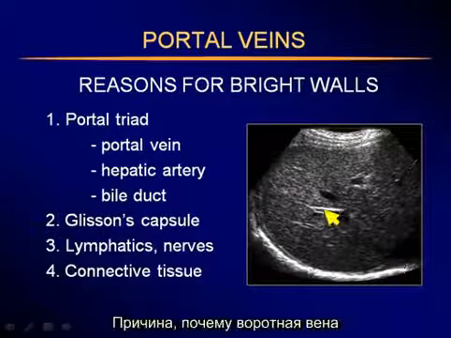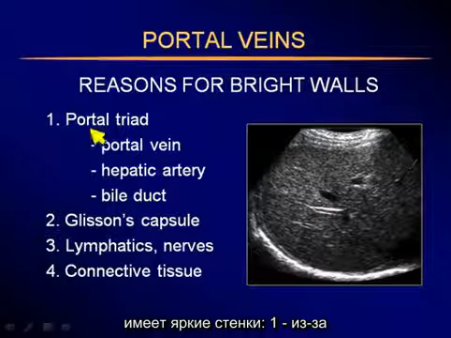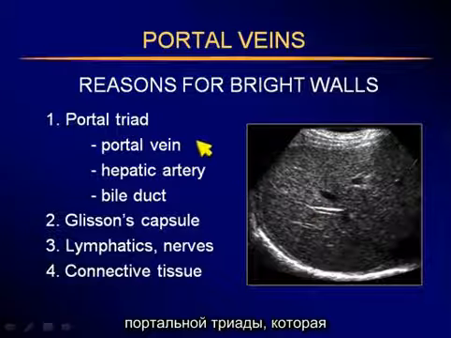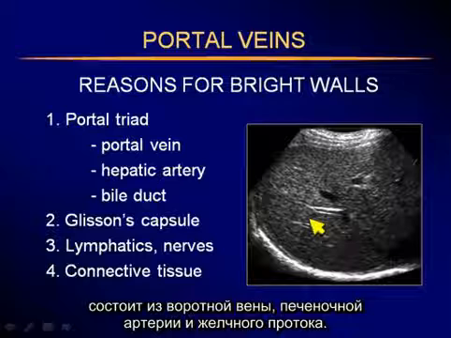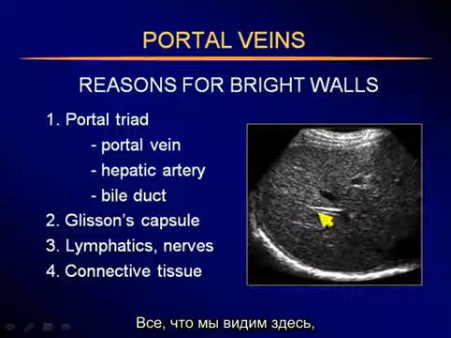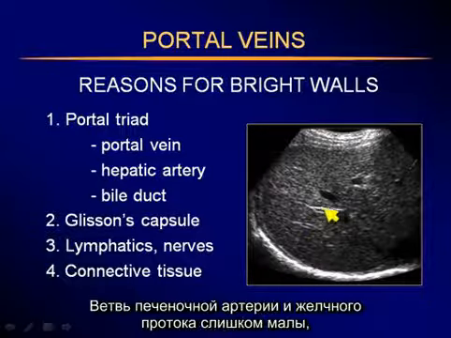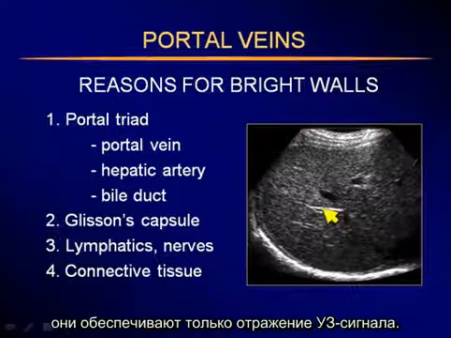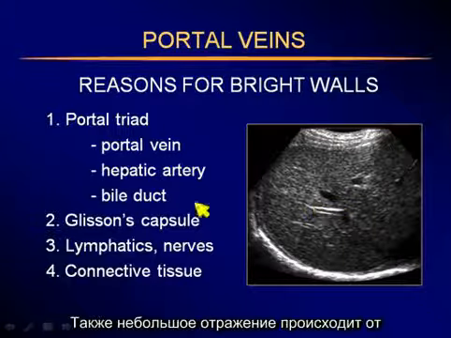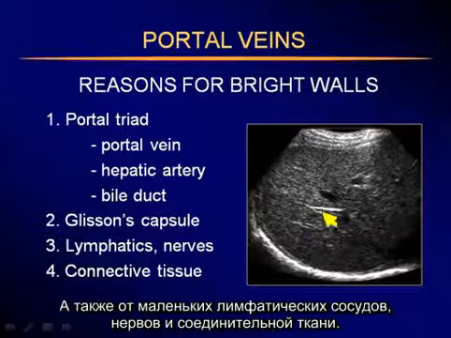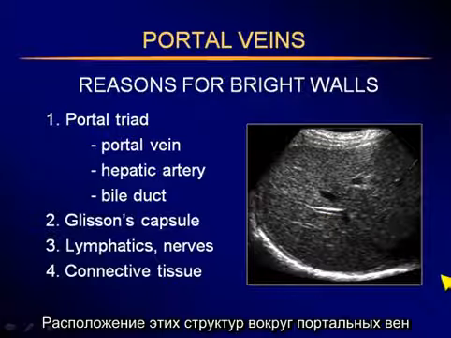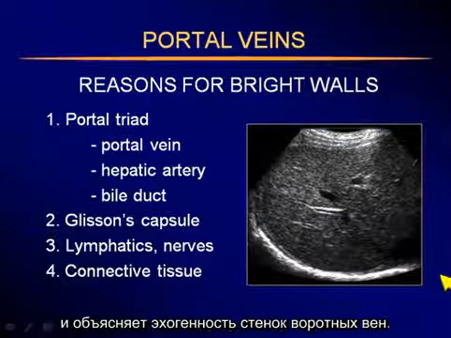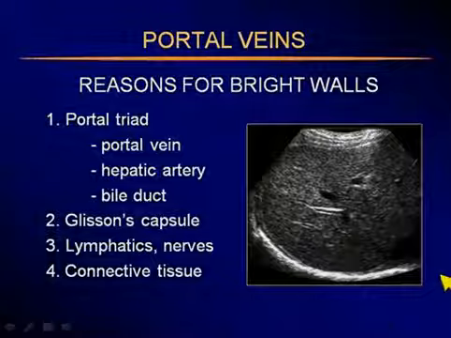Now, the reason that portal veins have bright walls is, number one, because of the portal triads, which is the portal vein, the little hepatic artery, and the bile duct. So all we're seeing here is the portal vein. The little artery and duct are small, so they just provide reflectivity. We also have some reflectivity from Glisson's capsule, from the little lymphatics and nerves and connective tissue around the portal triad. So that's why portal veins have bright walls.